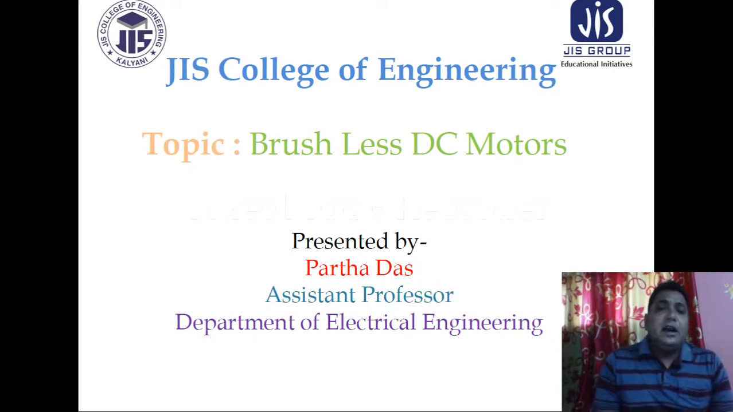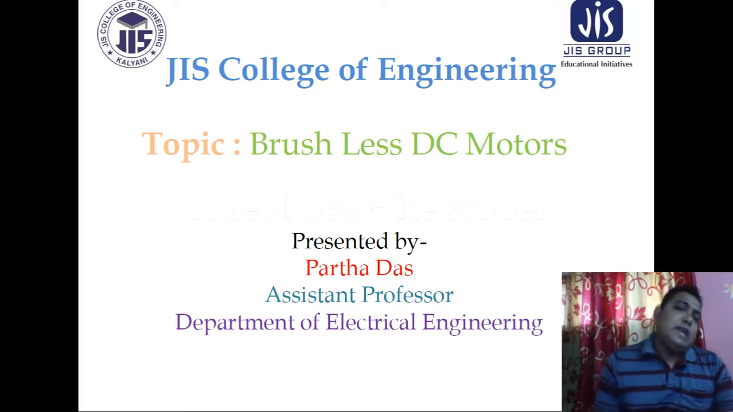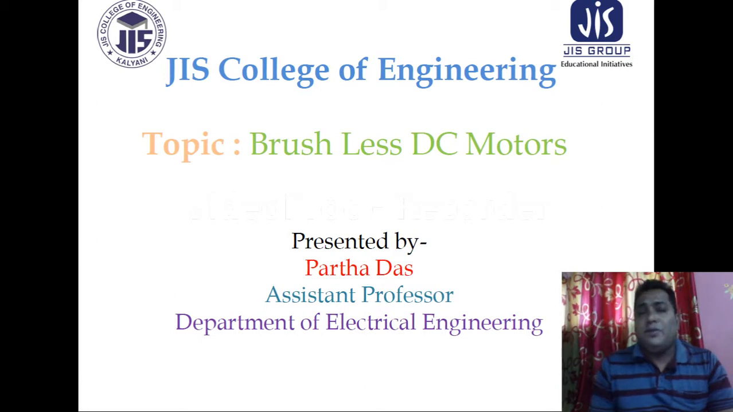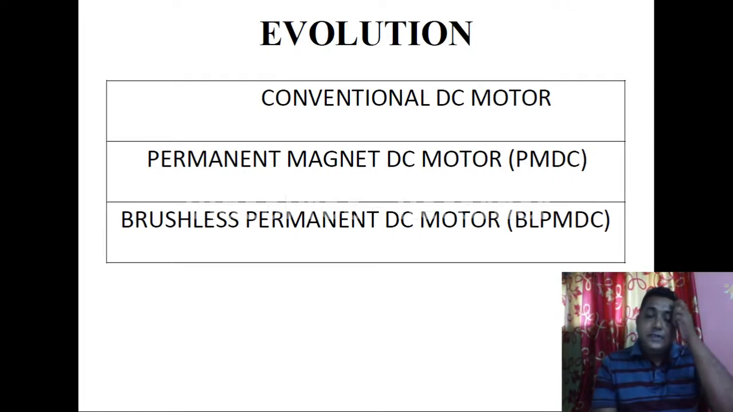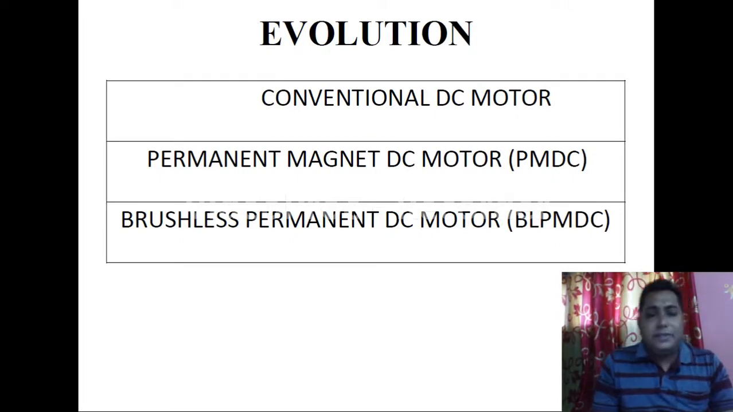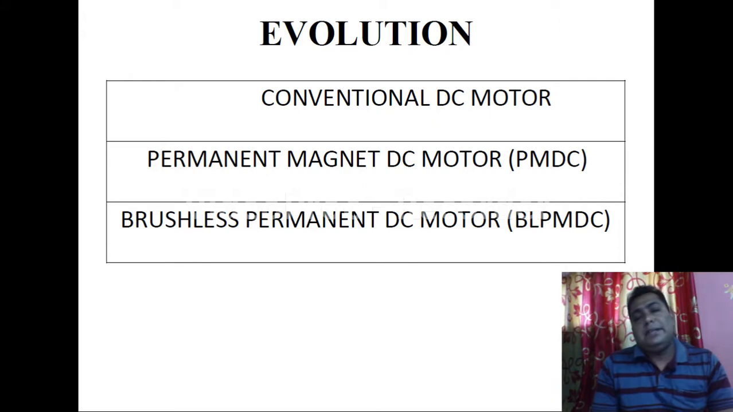Let us see what those are. Before that, we will briefly see how the evolution is done in this domain, then we will go to the constructional features and the working principle. So let us start. As you can see, the evolution of the brushless DC motor goes this way: first there is the development of conventional DC motors, then permanent magnet DC motors, and then brushless permanent magnet DC motors.